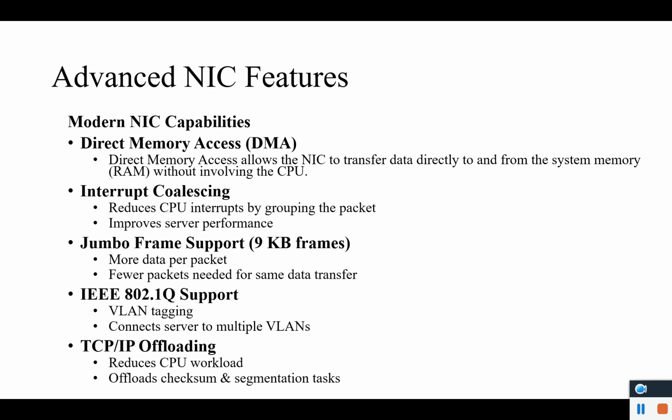The fourth one is IEEE 802.1Q support. Modern NICs support this, which enables VLAN tagging. This allows a single NIC to connect to multiple VLANs and carry traffic from different network segments. For example, one physical NIC can handle application traffic and storage traffic. Using VLAN tagging improves flexibility and reduces the need for multiple physical interfaces.